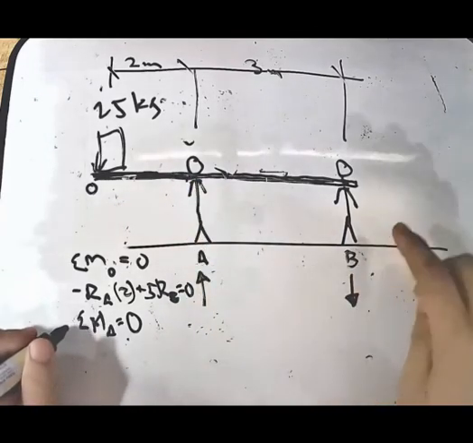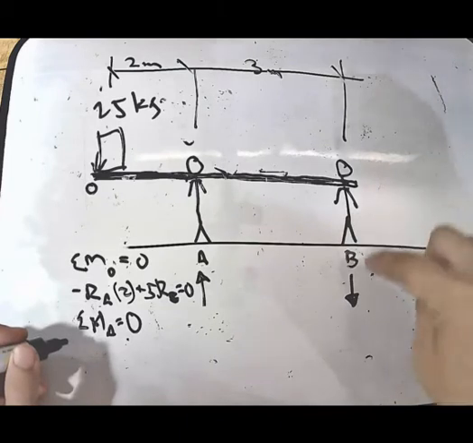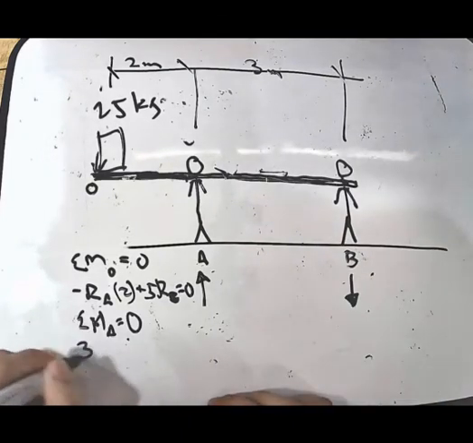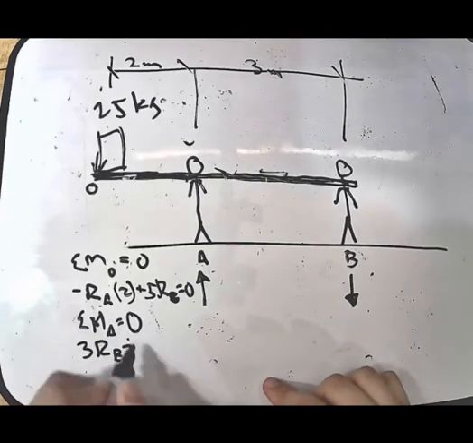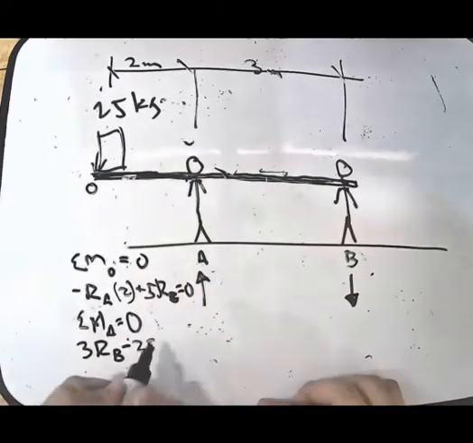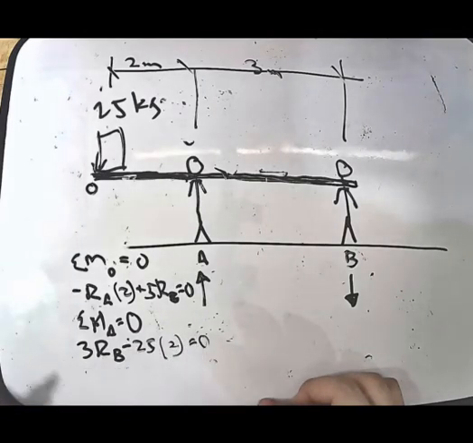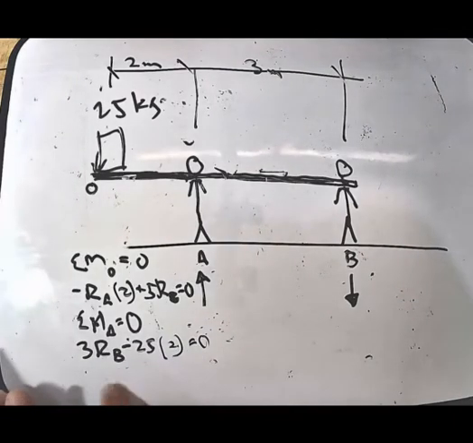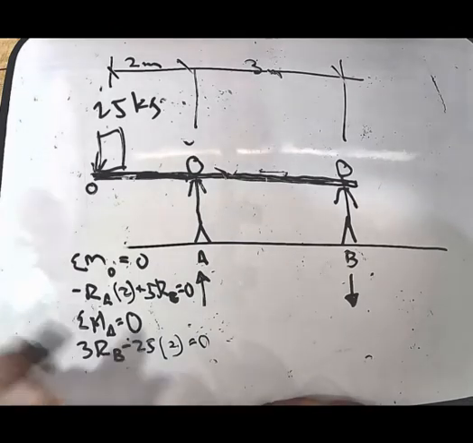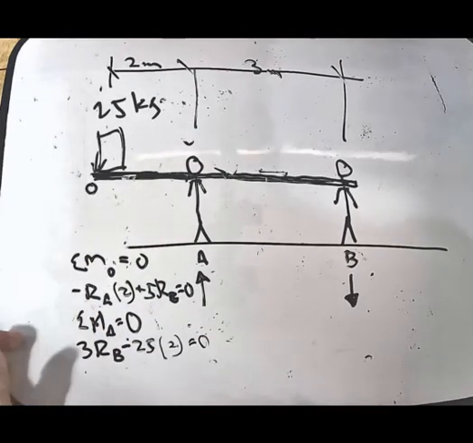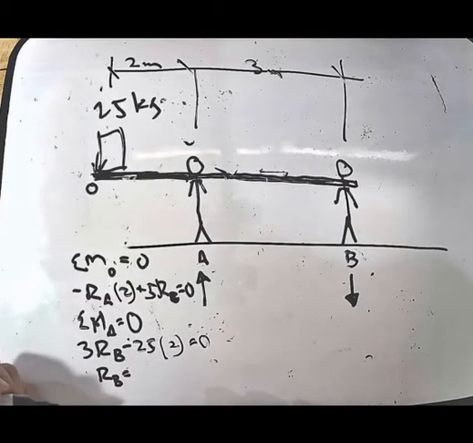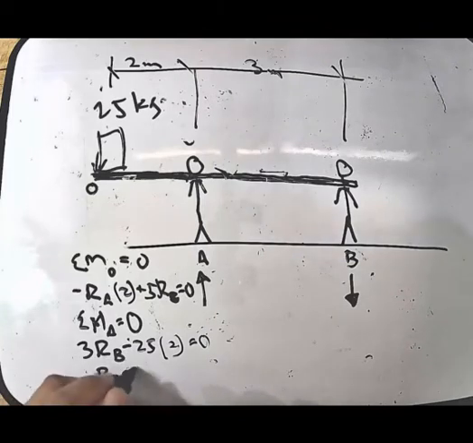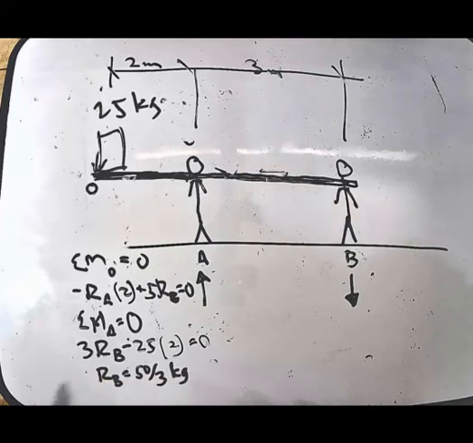So, ngayon, ang mag-clockwise si B. So, 3 times RB minus 25 times 2 equal to 0. So, dito, isa lang ang ating unknown. So, wag na natin solvein yung summation moment at O. Pangpagulo lang yan. So, from this, R sub B is equal to 50 divided by 3 kilograms.